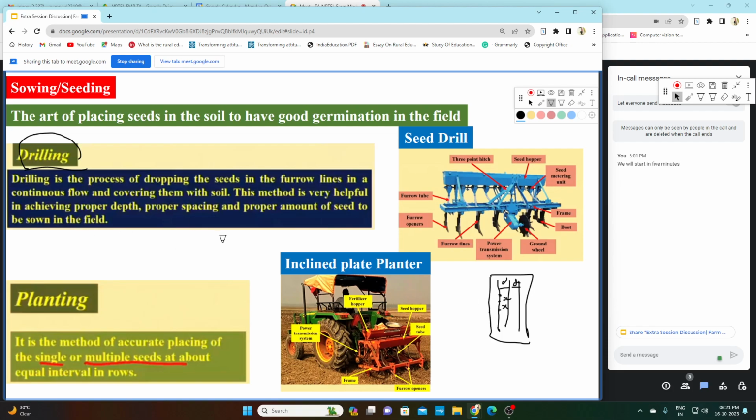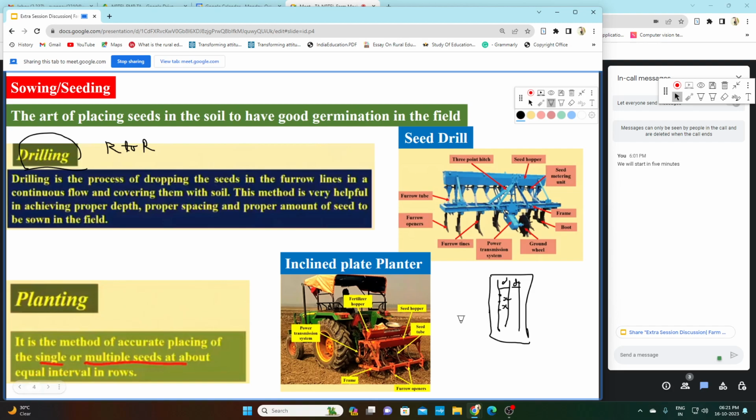So again I am repeating, there are generally two major sowing or seeding operations. One is drilling and the second is planting. So what is drilling? What is planting? Drilling means the row to row distance between plants is constant. Okay, row to row distance will be constant. So whenever we are talking about drilling, we are talking about row to row, or R to R, distance being constant.